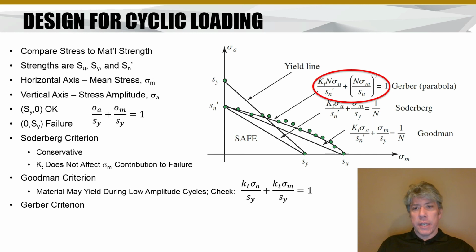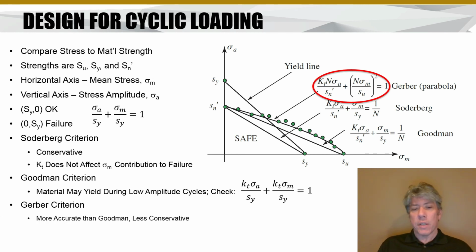The Gerber criterion is even more accurate. It's actually a parabola, and you can see it there. It's really just going through the data, and is a pretty good estimate of the actual relationship between how much mean or average stress is allowed versus how much amplitude of stress is acceptable. And again, notice that we've got our factor of safety in on the left-hand side now. That's because notice the second term is squared. It's compared to the ultimate strength, just like the Goodman line, but it matches the data better, and that's the Gerber criterion.